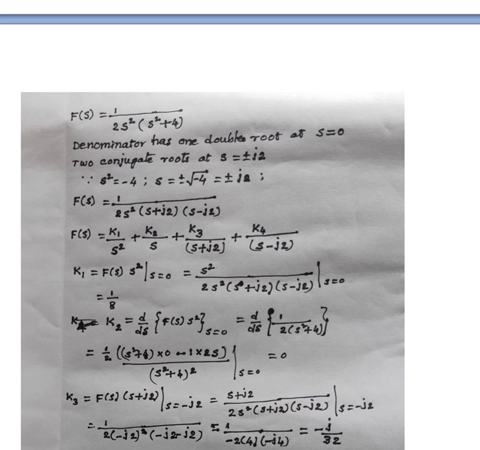Then v du by dx means as it is we put here s square plus 4. And the differentiation of u, here it is a constant, so you will get 0 minus u dv by dx. U means 1 into, you differentiate this v, so then you will get 2s. Then substitute s is equal to 0, then we get 0. So the k2 value is 0.